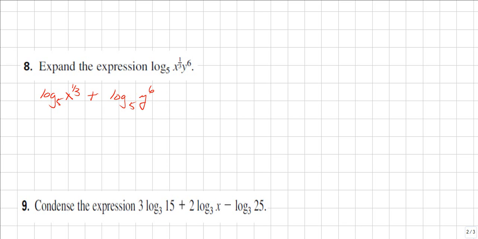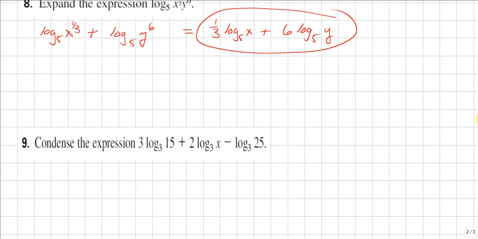Now we'll take those exponents and move them in front of the logarithm. Anytime there's an exponent, it multiplies by the logarithm. So I've got 1/3 log base 5 of x plus 6, that's the exponent on the y, log base 5 of y.